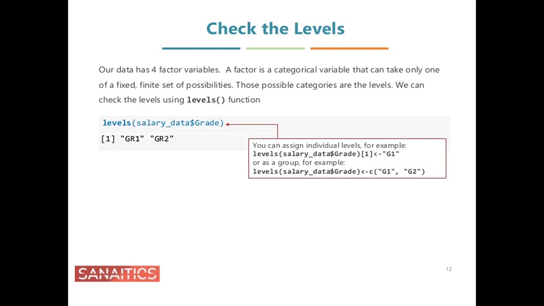Check the levels. Our data has 4 factor variables. A factor is a categorical variable that can take only one of a fixed, finite set of possibilities. Those possible categories are the levels. We can check the levels using the levels function. You can assign individual levels or as a group of levels.